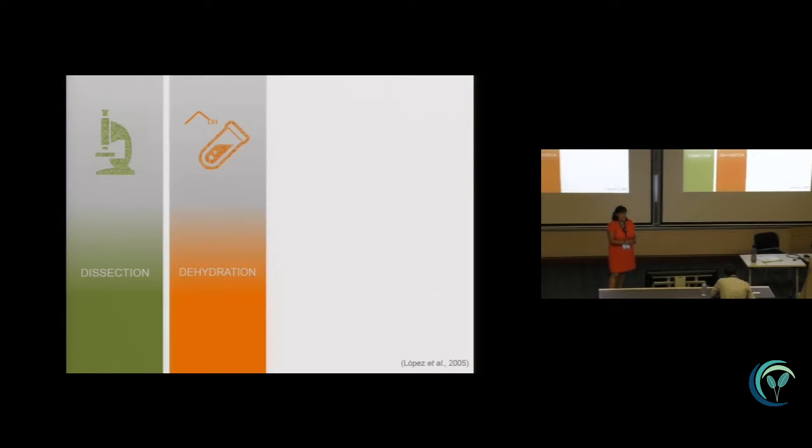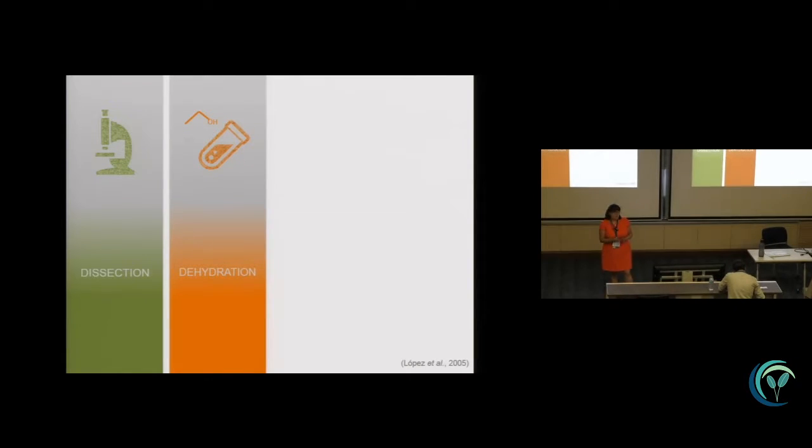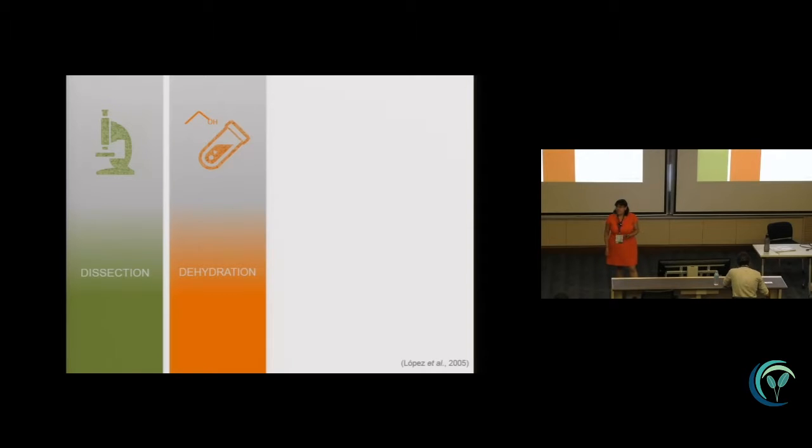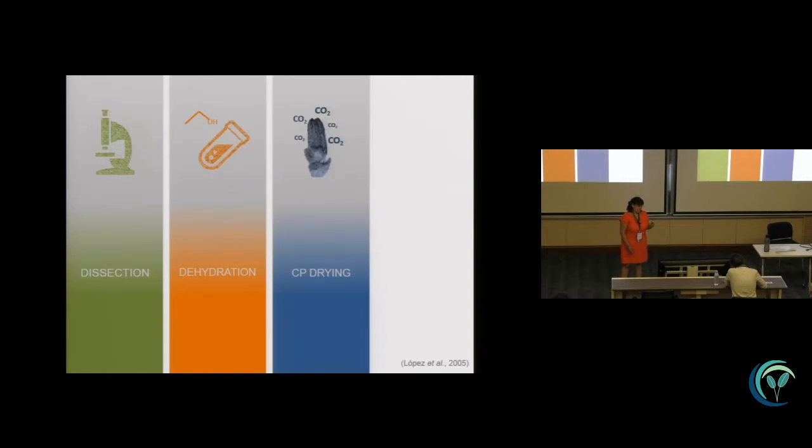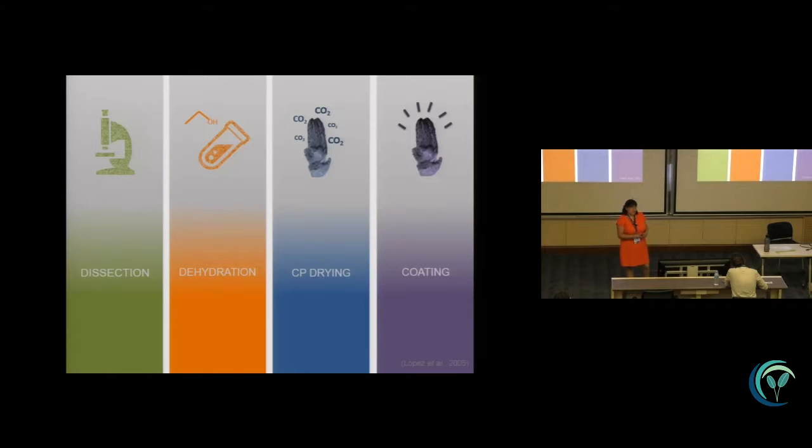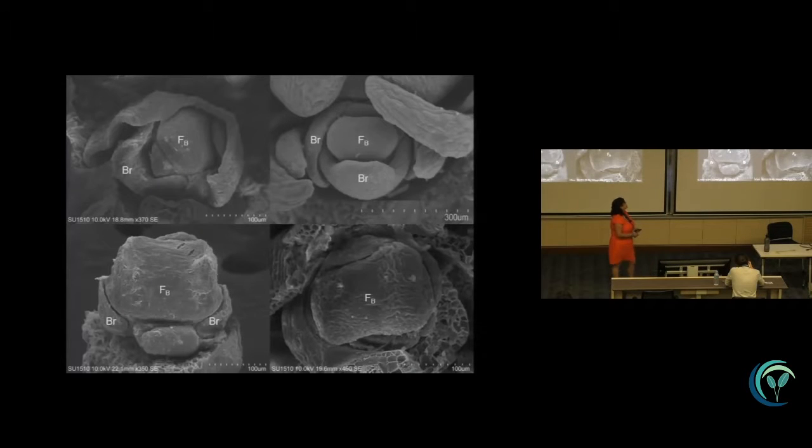The first one, dissection. I remove the bractlets that cover the flower. Dehydration. This was made gradually with different concentrations of ethanol. Critical point drying. What happens here? Well, all the ethanol that is inside of the tissues goes out and then CO2 goes in. And after this, we can do gold coating. And after that, we're able to see these kinds of images.